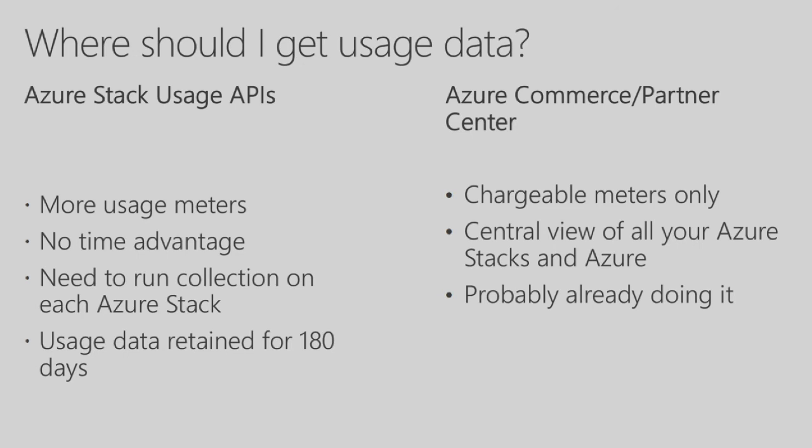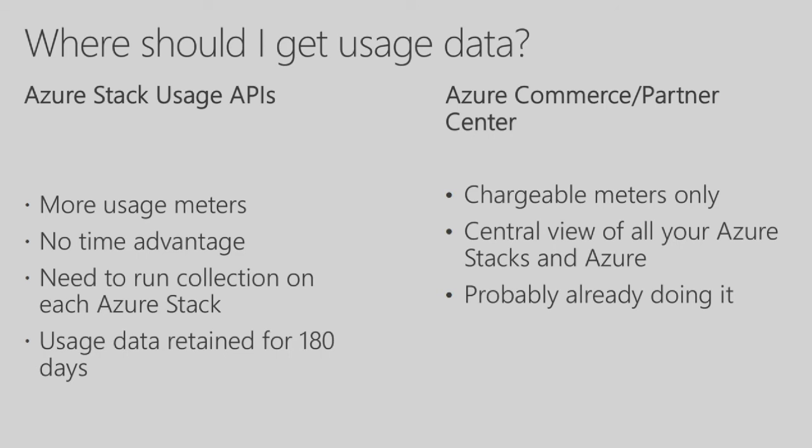So if you want to look at meters that are not charged, you would want to use the Azure Stack usage APIs. There's not really a time advantage, because our usage aggregation works every 24 hours. So you will have to wait for 24 hours, even if you're pulling usage data from the stack. And if you have multiple stacks, you need to pull data from multiple endpoints, because all the endpoints are going to be different. And finally, usage data on your stack is only retained for 180 days. So if you want to pull data that is older than 180 days, you have to use the commerce APIs.